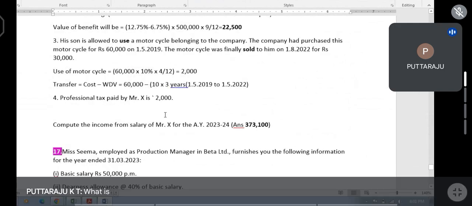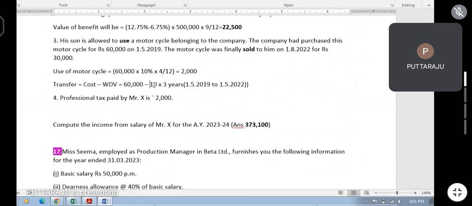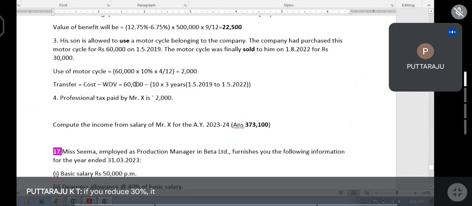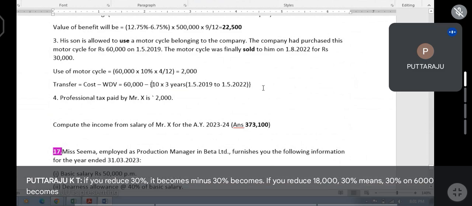What is the value? If you reduce 10% for 3 years, that means 30%. 30% on 60,000 becomes 18,000. If you reduce 18,000, it becomes how much? 42,000.